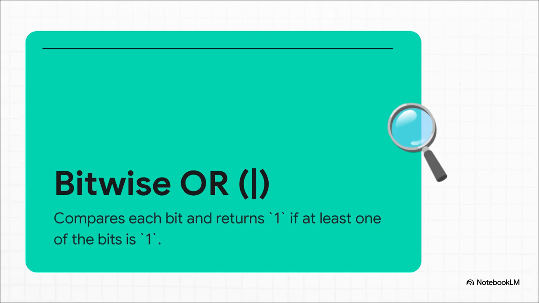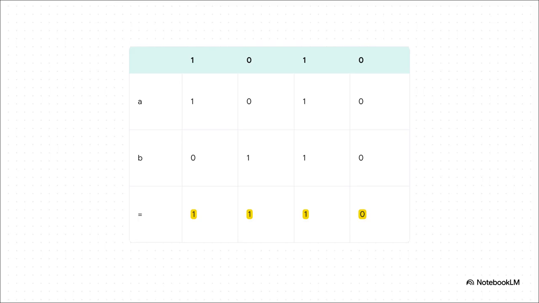Next up is bitwise OR, which uses the pipe symbol. This one's way less strict. It looks at each pair of bits and returns a 1 if either of the bits is a 1. It's often used for things like combining settings or just flipping specific bits to on. Let's watch it work with the numbers 10 and 6. For the first 3 columns, at least one of the bits is a 1, so the result gets a 1 in those spots. It's only in that very last column where both bits are 0. So our final binary, 1110, gives us the number 14.